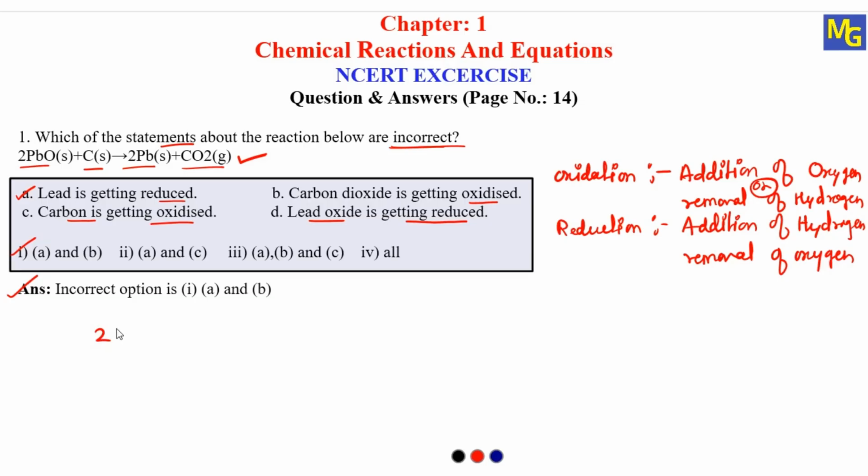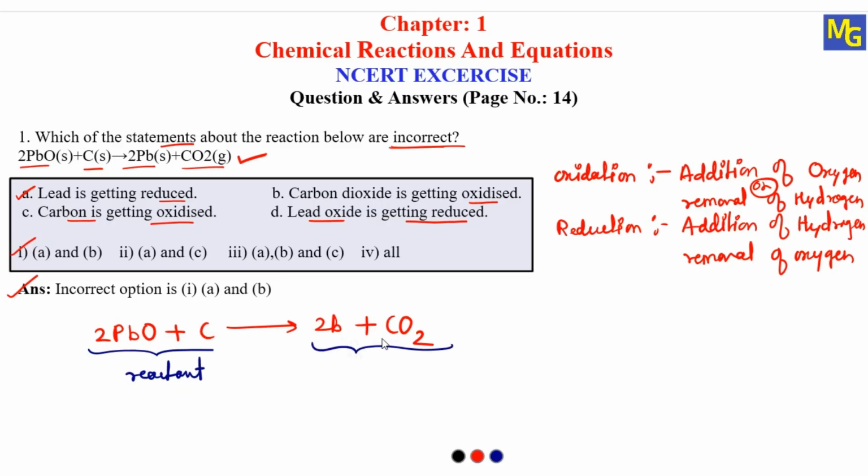So let me write the reaction once again: 2PbO plus C gives 2Pb plus CO2. This is the reaction which is given to us. If you see this reaction, this side is called reactant and this side is called product. Let me correct it, I had written it a little wrong. Now I have corrected it: I have written here 2Pb, and as I was telling, these all are products.